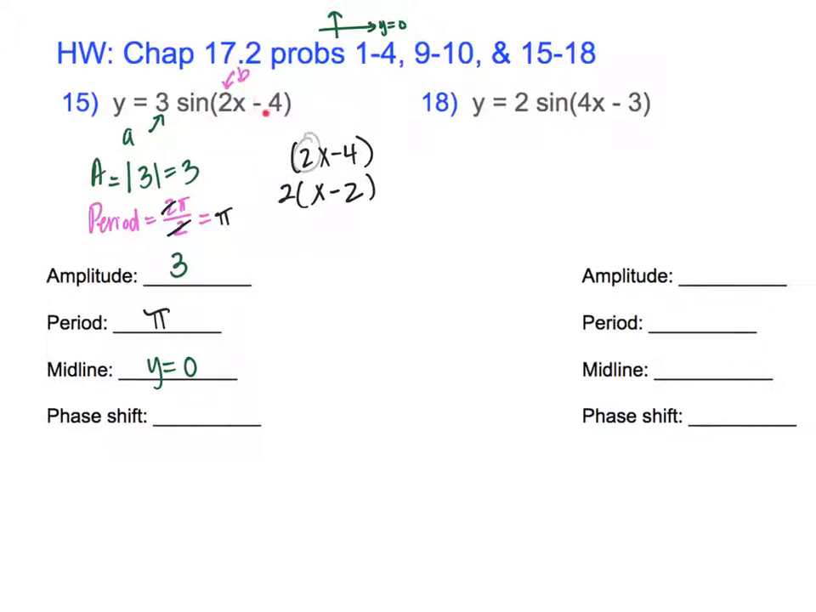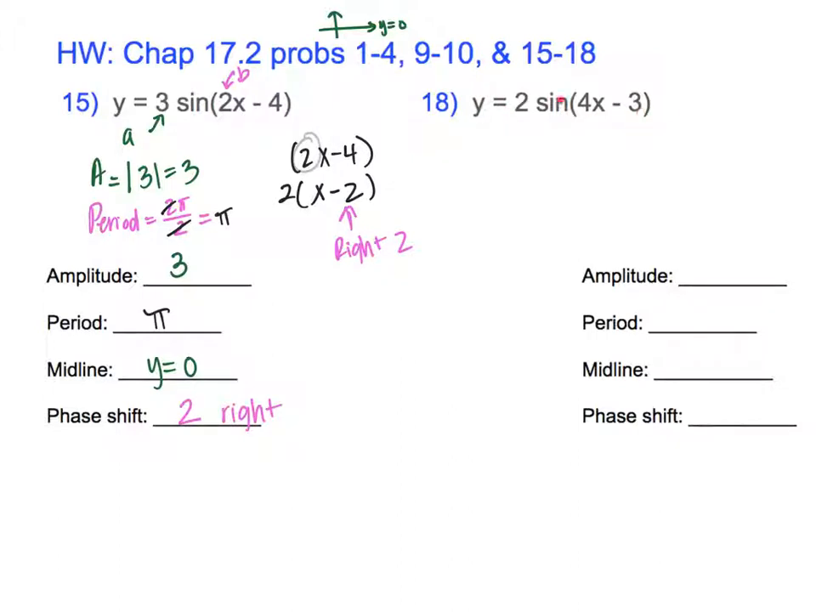This 2 is still my B, which still gives me the same period. But notice the phase shift here is actually right 2, not right 4. So the answer for the phase shift is 2 right, or you can write right 2. It doesn't matter. Make sure you write the number for the phase shift and also the direction. That's really important. So let's try this with the next example.